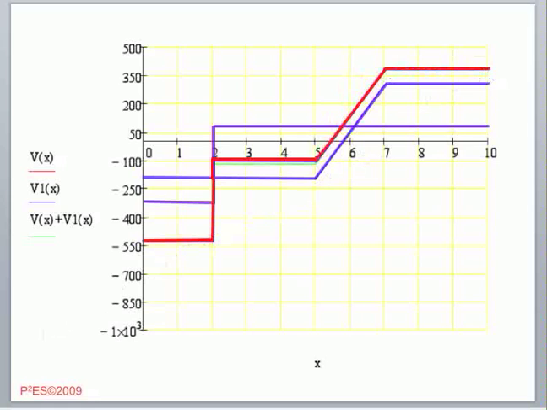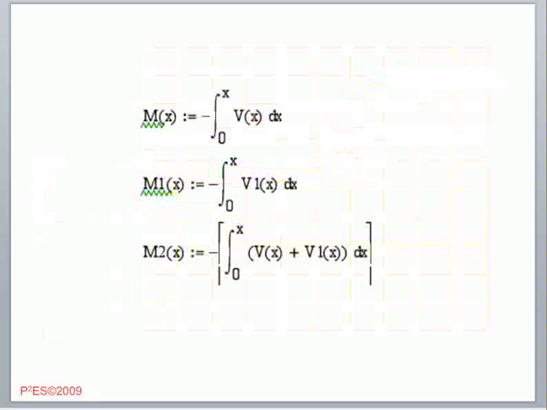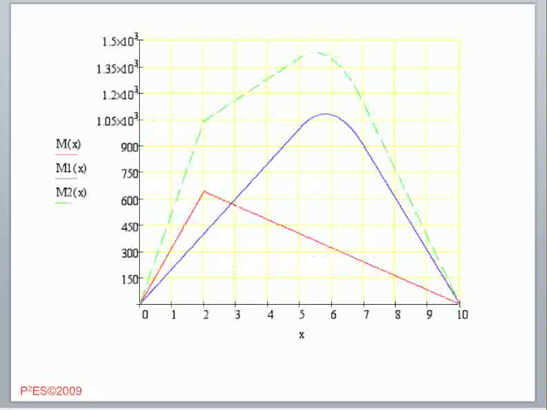And then we can come along and find the moments. In this case, we can find the moments, as we've done before, for this one, and for this one, we add the two together inside the integral. So it's just one function, one segmented function, complicated, but one segmented function. And then we go ahead and plot it, and here's our solution.